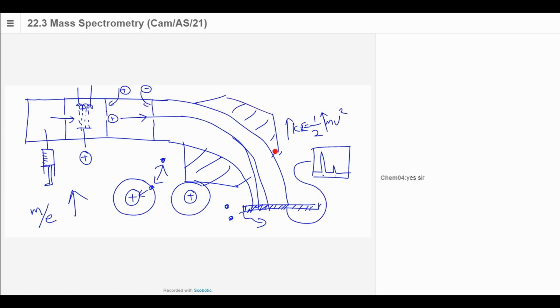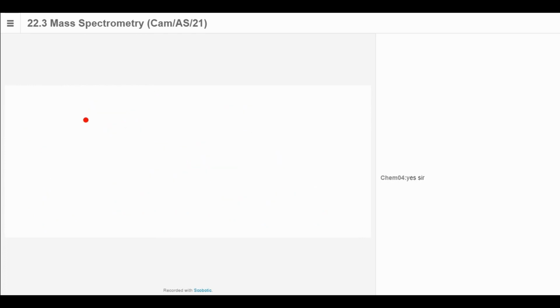So now, if a molecule is introduced, what happens? An electron is knocked off from a molecule. This results in a molecule ion, right? So this molecule ion, which is formed in the ionization chamber, is unstable.